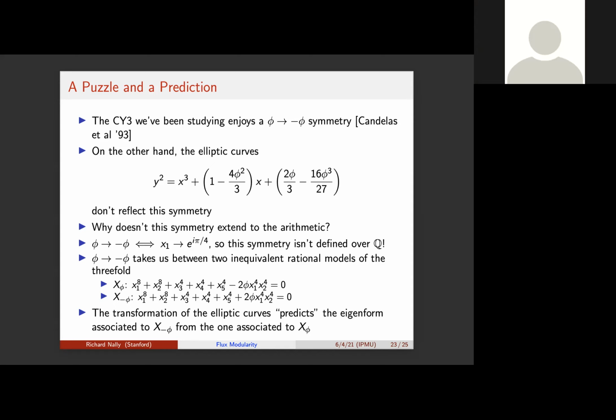They share the same major term. Yes, they certainly share the same major term, but the bit that comes from this weight 2 eigenform picks up a minus sign. Yeah, for the elliptic curve, indeed they differ by a quadratic twist. All right. But even in the threefold, you can compute the major term and then the subleading term, and the first subleading term differs under phi going to minus phi.